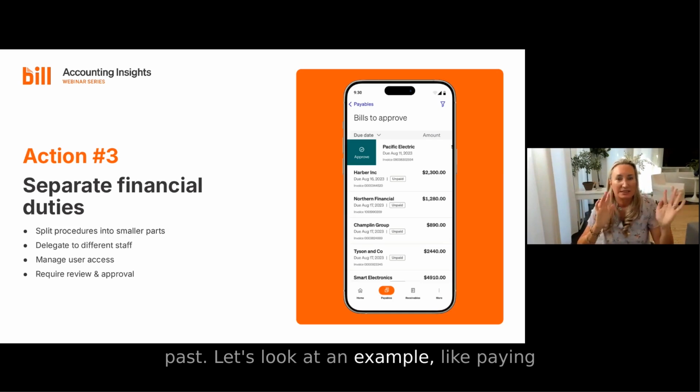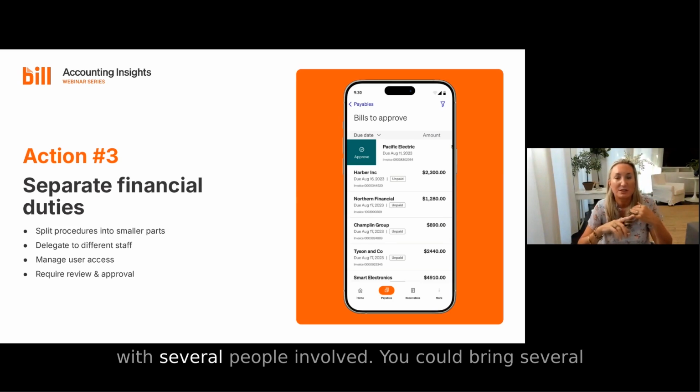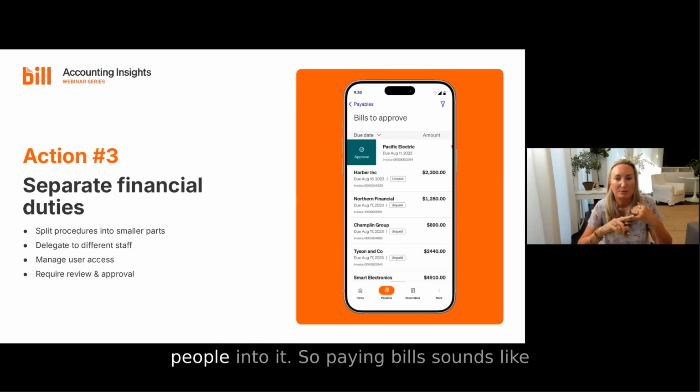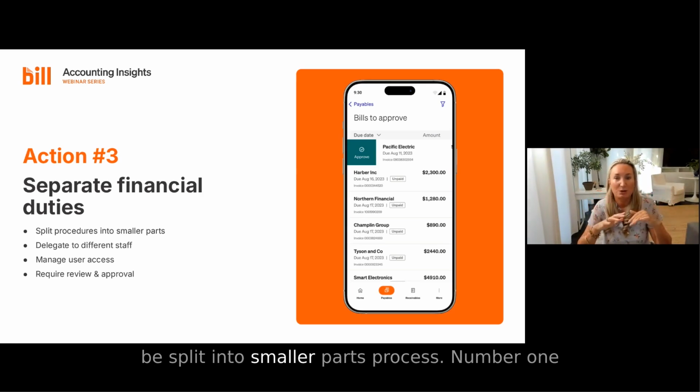Let's look at an example, like paying vendor bills. There are several parts to this with several people involved. You could bring several people into it. So paying bills sounds like one thing, except that it could and should be split into smaller parts.